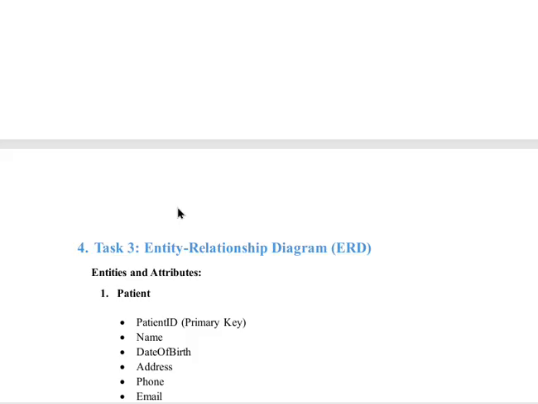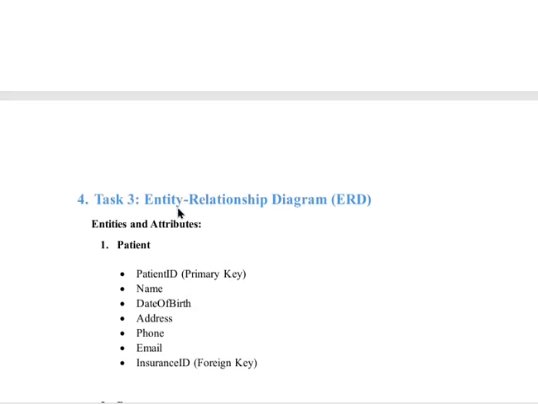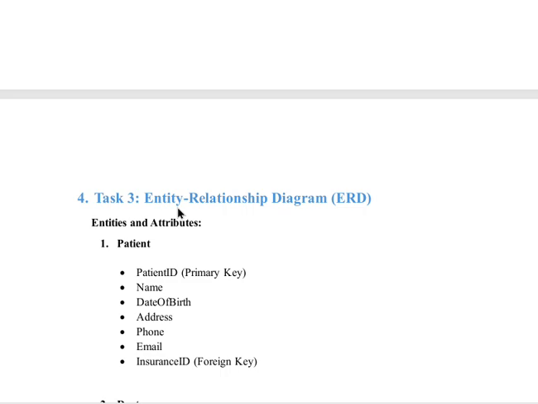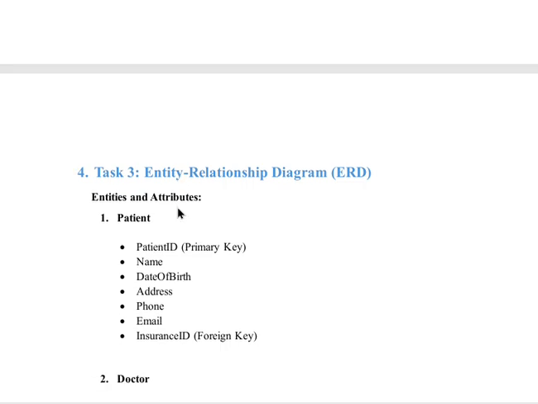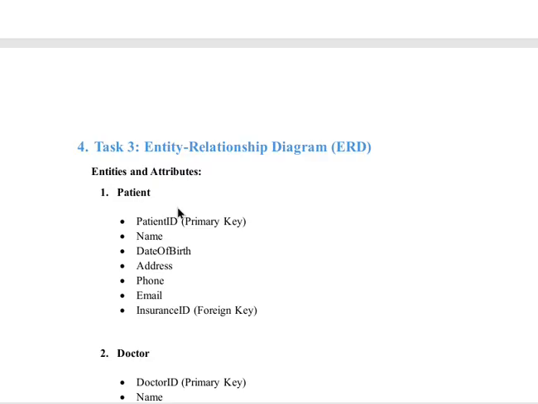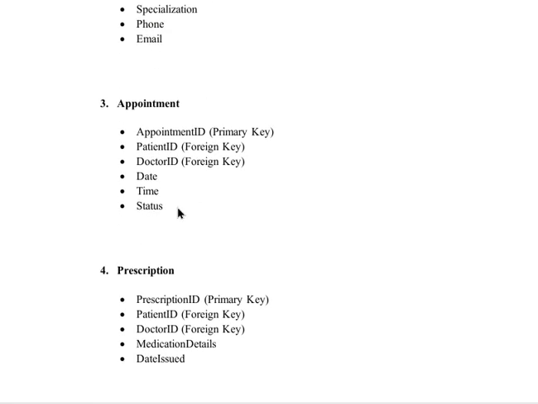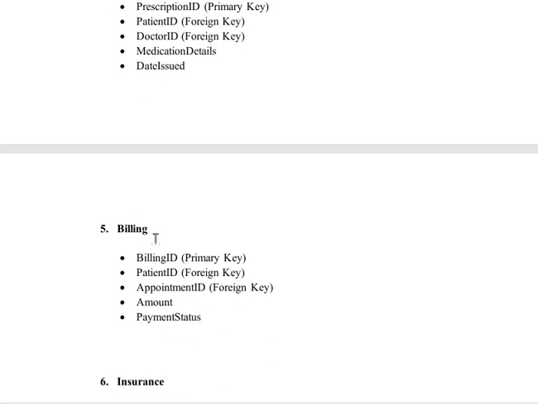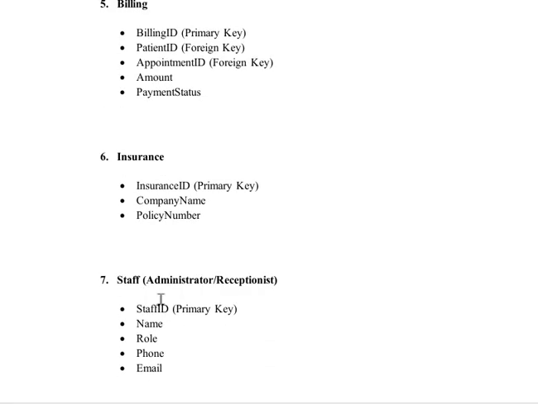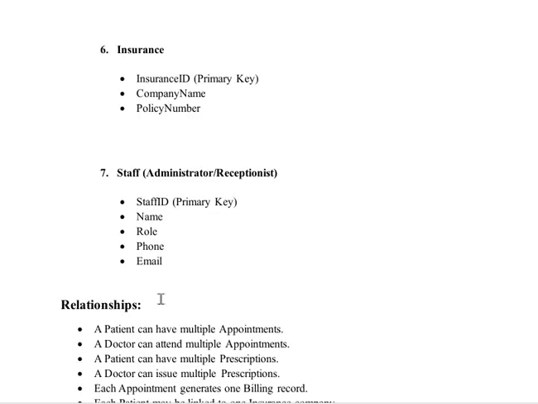Further, we have task 3. I made the entity relationship diagram. It shows the main parts of the system like patient, doctor, appointment, prescription, billing, insurance, and staff. It also shows their relationships. For example, one patient can have many appointments. Just like I have given billing as well, insurance, and staff administration like reception.